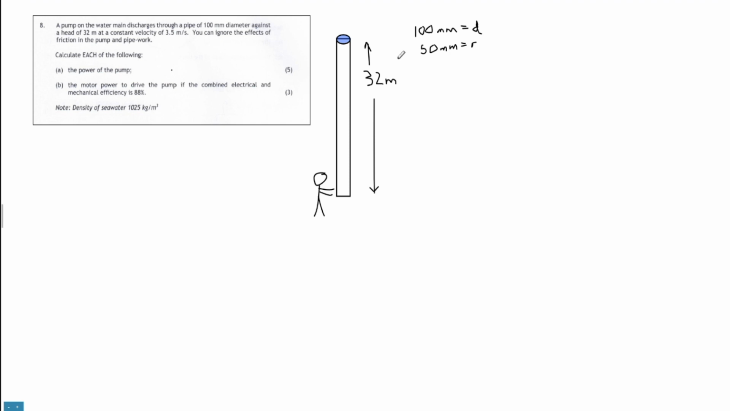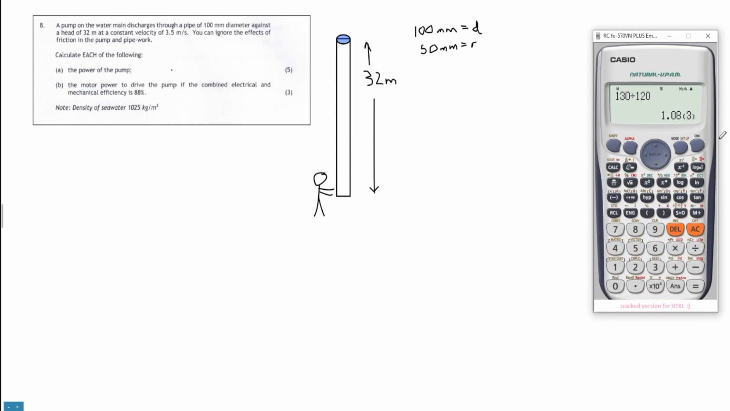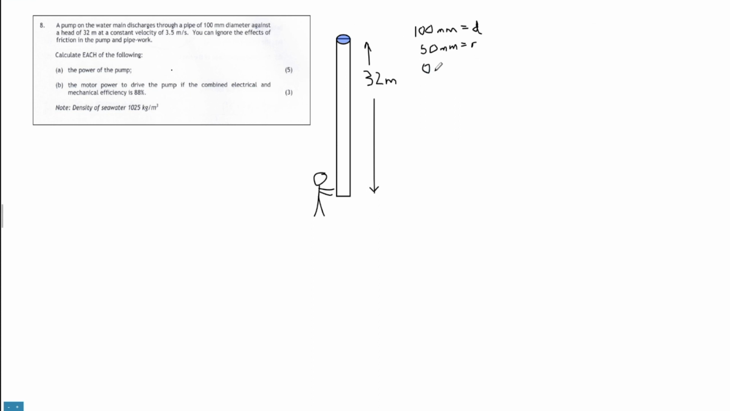I need everything to be in meters. So let me grab my calculator and we're going to convert this into meters by dividing by 1,000, right? So 50 divided by 1,000, just because I don't want to make any mistakes on that. I've got 0.05. So 0.05 meters is now my radius.